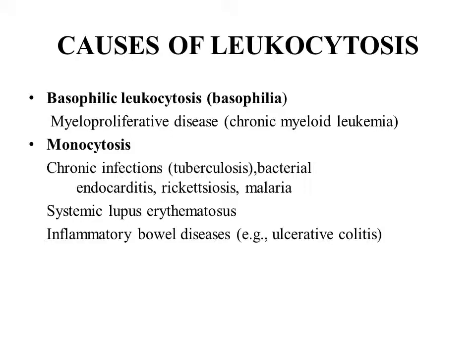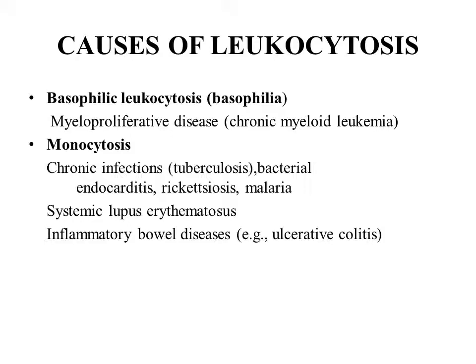Basophilic leukocytosis, this is known as basophilia. For all these polymorphonuclear cells: neutrophil, neutrophilia; eosinophil, eosinophilia; for basophil, basophilia, a rise in basophil count. Basophils are more than normal. So these are seen only in very few limited conditions like myeloproliferative diseases like chronic myeloid leukemia.